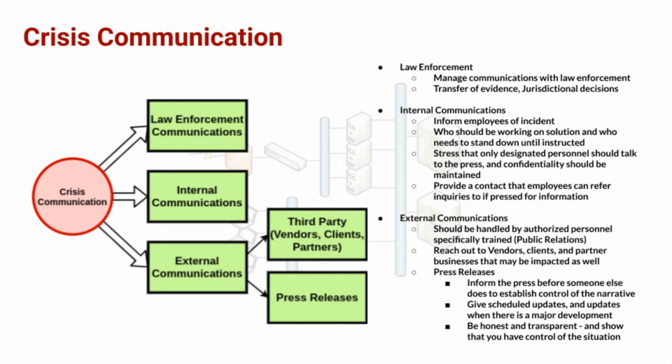Communication with the press and other media outlets is going to be very critical as well. You want to make sure that you inform the press before someone else does, so that you can establish control of the narrative. You want to be the one giving the news so that you have control of what's presented. A worst case scenario is something like you have a ransomware attack and the attacker decides to go to the media themselves to brag about how they shut you down.